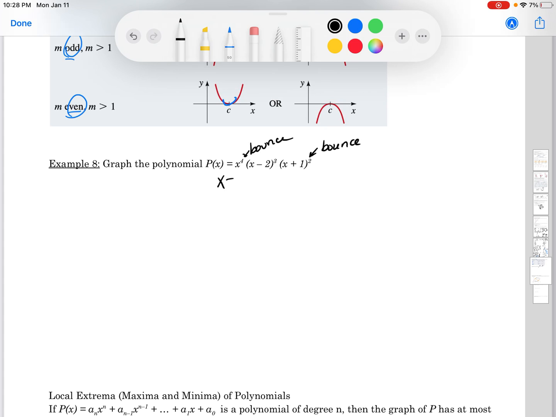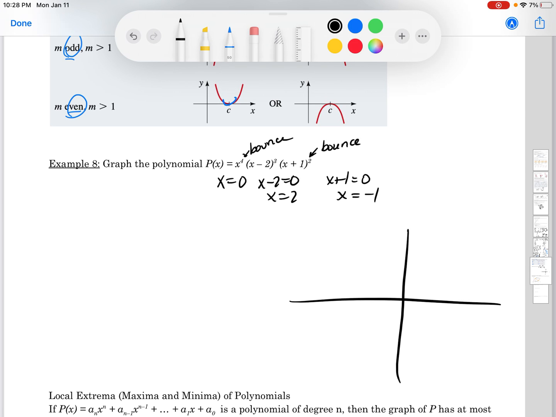All right, so that's x equals 0. X minus 2 is going to give us 2. And x plus 1 is going to give us negative 1. So we can get a lot of information without doing a whole lot of work. 0, 2, negative 1. We already know a little bit of what's going on here.